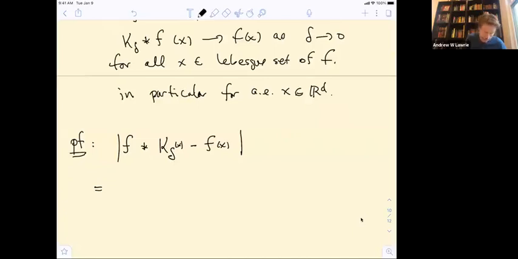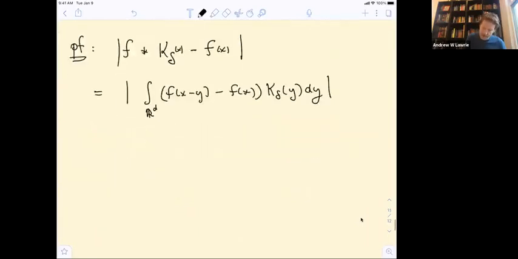So this is equal to the integral over Rd. I'm going to write out the convolution, but then I can subtract f of x inside the integral since k delta integrates to 1, dy. And then I can just put the absolute values inside. So the approximate identities are such that putting absolute values inside the integral is okay.